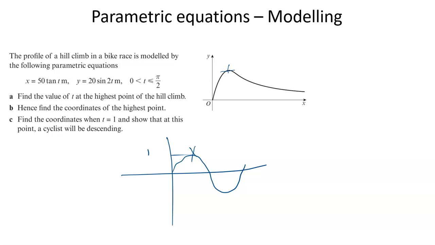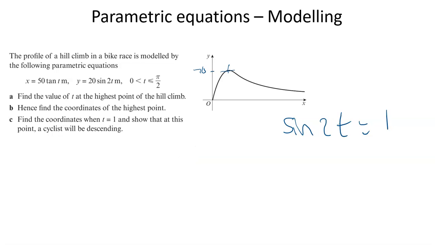So the value of t at the highest point of the hill climb, well, I didn't need to work out 20, so the highest point there is 20. I'm going to write that down just in case we need it later. But the highest point is going to happen when sine of 2t equals 1. Now we can work this out. Inverse sine of 1, we're in radians, so we have to think in radians. Let's have my picture of sine again. At 1, it's going to happen at pi over 2.